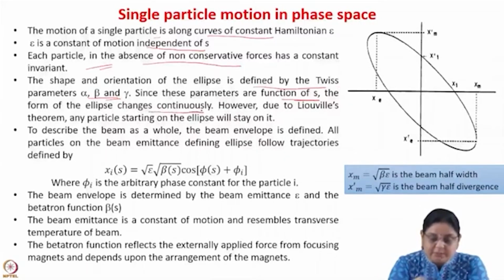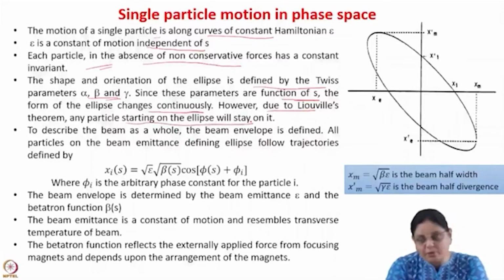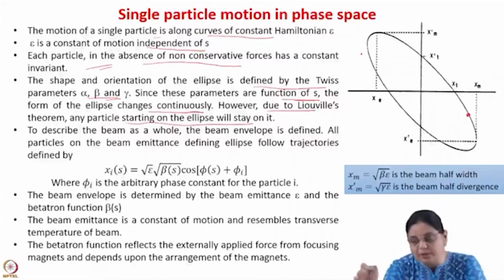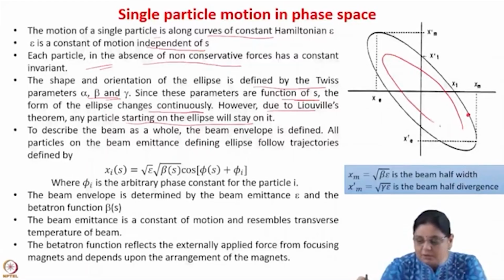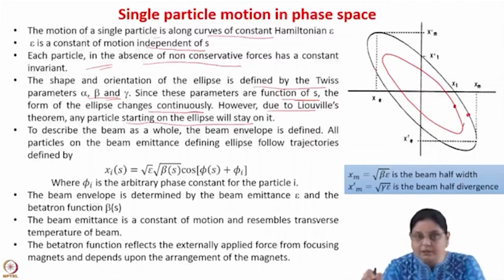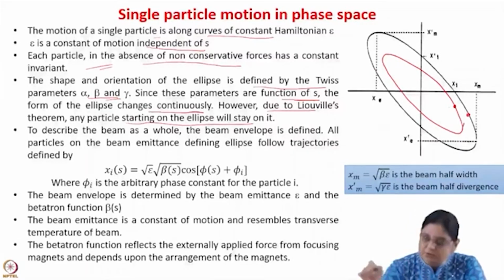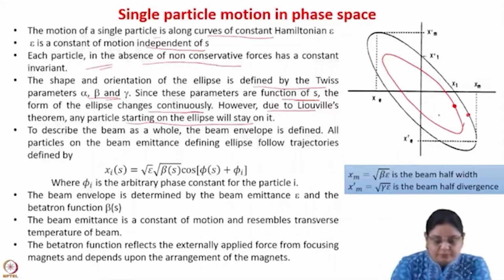changes continuously. However, due to Liouville's theorem, any particle starting on the ellipse will stay on it. So if there is a particle on this ellipse, it will remain on this ellipse only. Let's say we have another particle on another ellipse, it will remain on that only, because you know that in phase space trajectories cannot cross. So this will remain on this ellipse only. So due to Liouville's theorem, any particle starting on the ellipse will stay on the same ellipse.